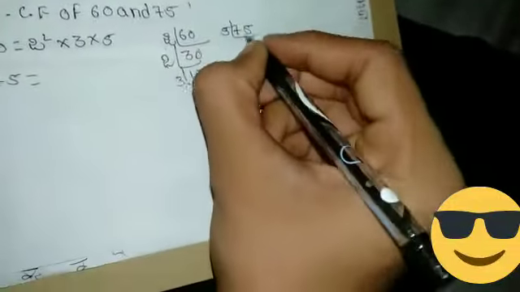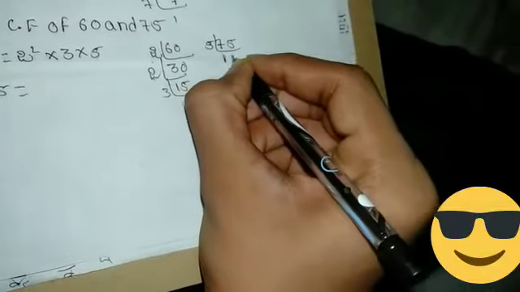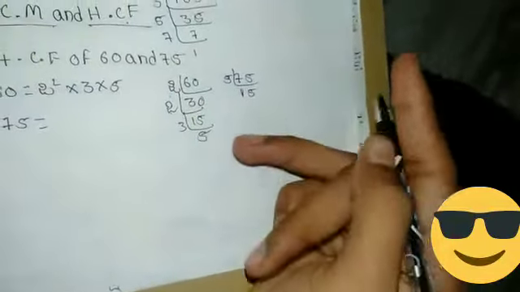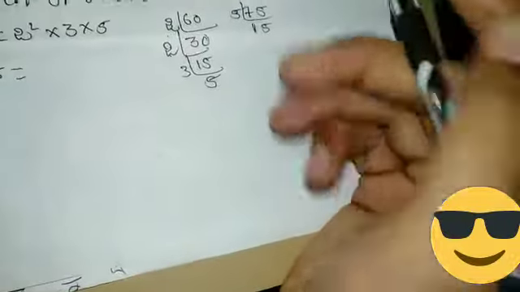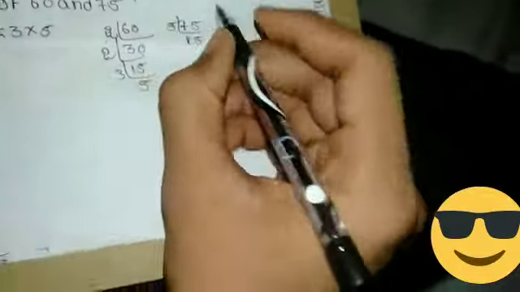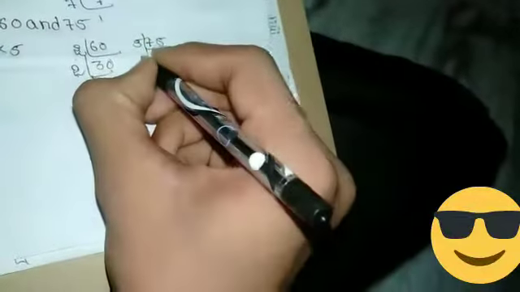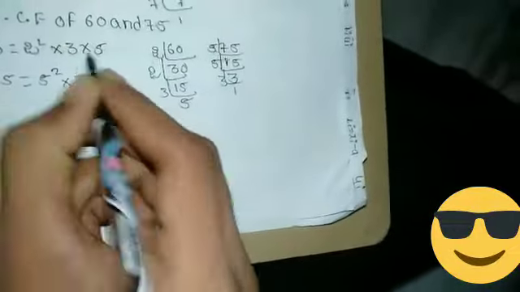Again 75. 75 can be written as 5 into 15. 5 ones are 5, 5 threes are 15. 75 can be written as 5 into 5 into 3, so 5 square into 3.